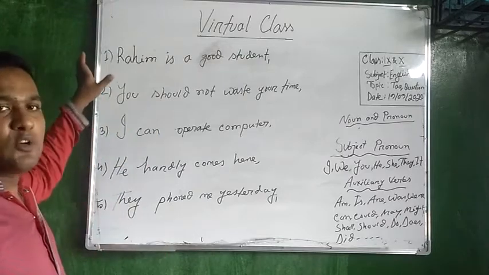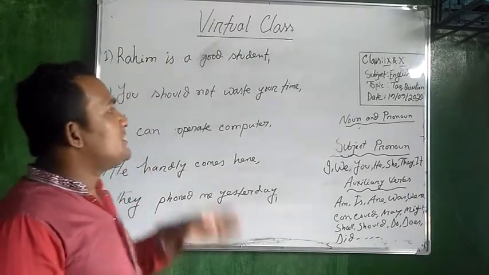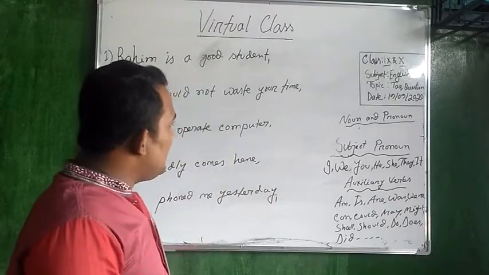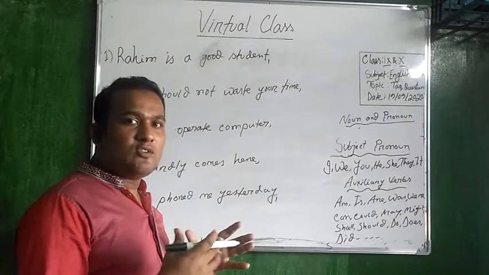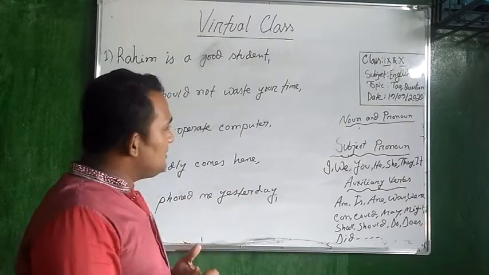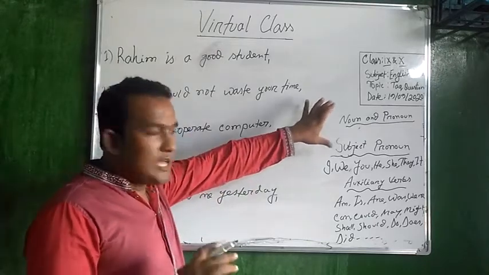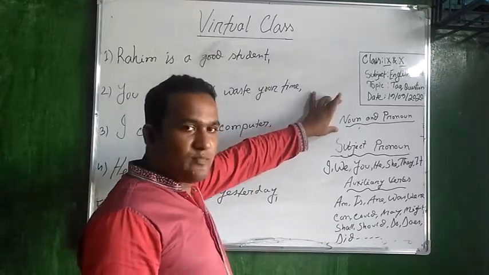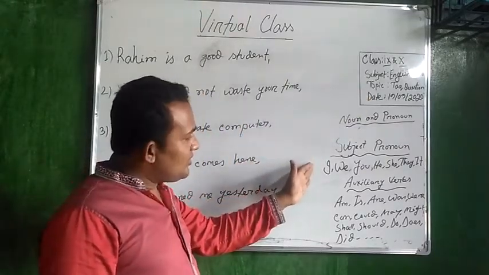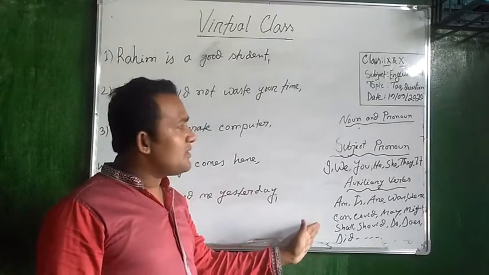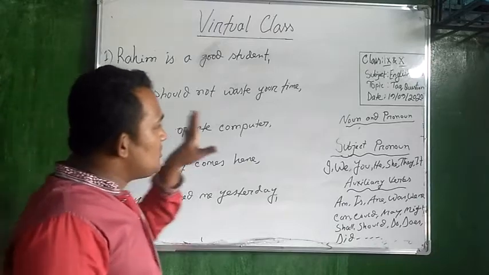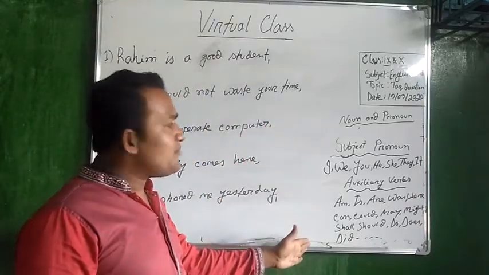So, in terms of making a tag question, you have to follow some rules. At first, you have to know some things. What are they? Actually, at first, you have to know what is noun, what is pronoun, what is subject pronoun, what is auxiliary verbs. Before going to our discussion, I have to discuss these things.